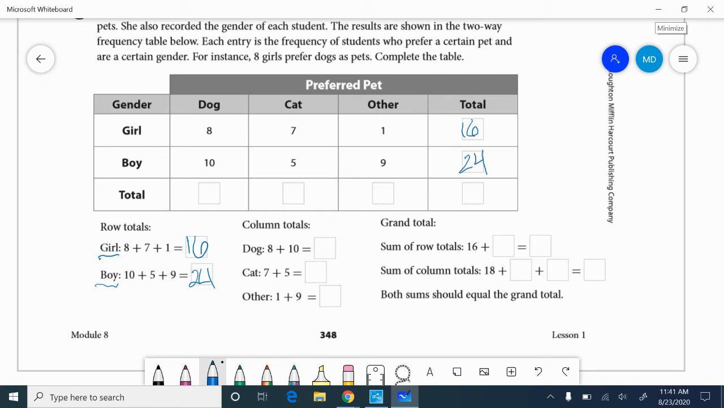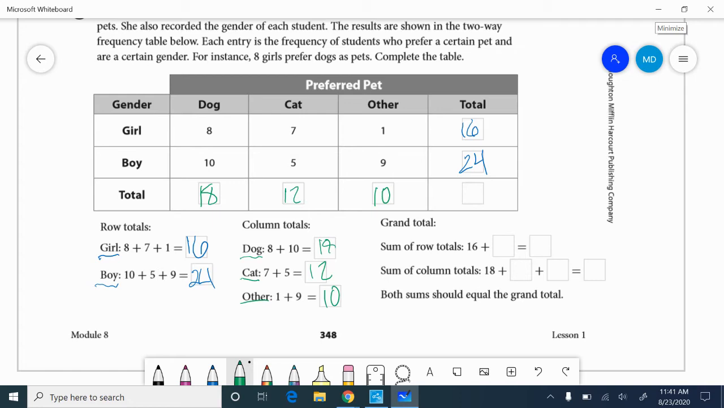Our column totals. So for dogs, we have 8 plus 10, which is just 18. We're going to put 18 there. For cat, we're doing 7 plus 5. That's going to be 12. We put 12 here. And for the others, 1 plus 9 is 10, so we put a 10 here.